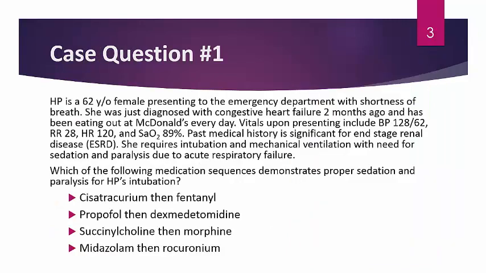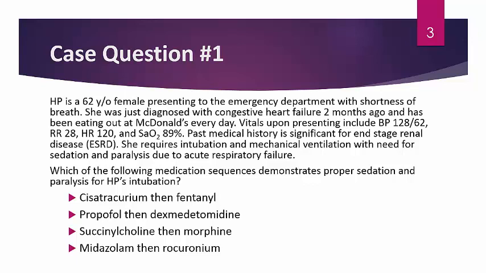So we'll start off with the case. HP is a 62-year-old female presenting to the emergency department with shortness of breath. She was just diagnosed with congestive heart failure 2 months ago and has been eating out at McDonald's every day. Vitals upon presenting include blood pressure 128 over 62, respiratory rate 28, heart rate of 120, and oxygen saturation arterially of 89%. Past medical history is significant for end-stage renal disease or ESRD.